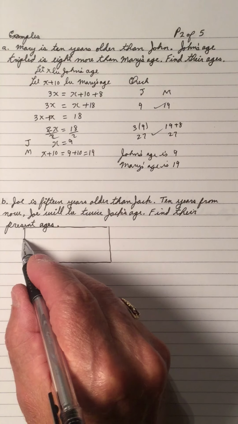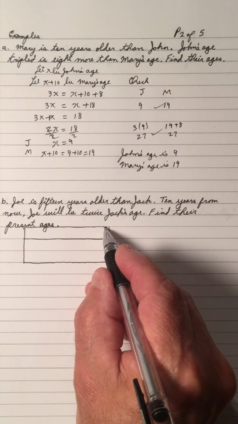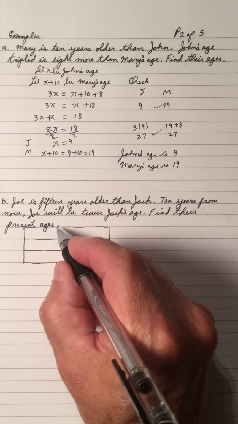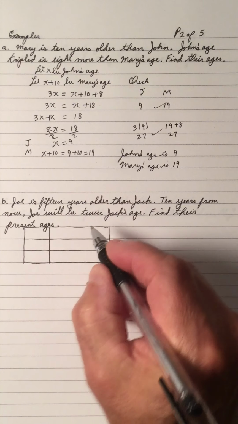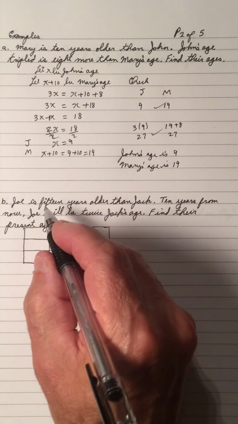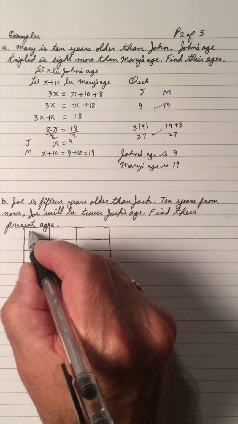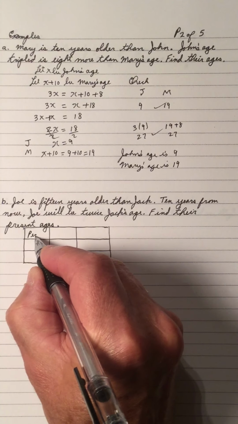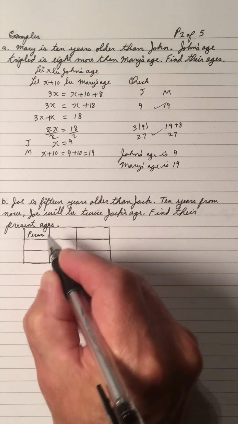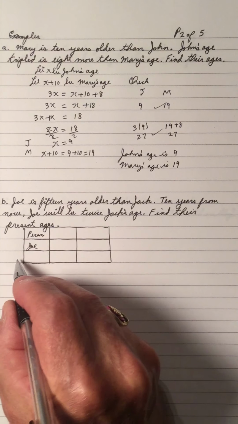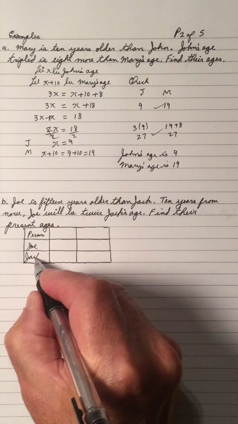And like the ages, we have a top row, and then we have 2 people. So this is, I call it, the people or the persons. So we got Joe, and we got Jack.